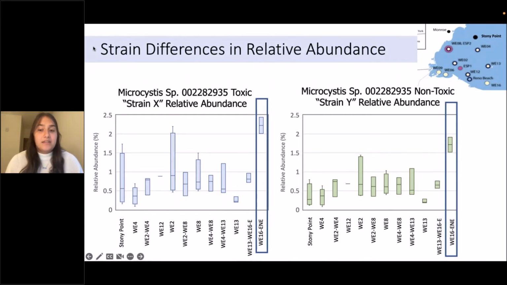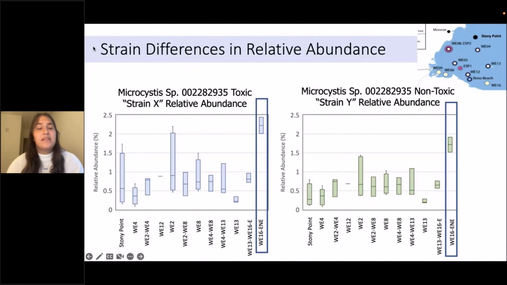For WE16, for both of these strains, we saw the highest abundance. But for strain X, it was about 2.2, and for strain Y, it was about 1.7. So this is a pretty big difference between these two strains, and you'll also note other differences between abundances of these different strains. This is really interesting because we're seeing the same exact species, but the abundances are different on the strain level.